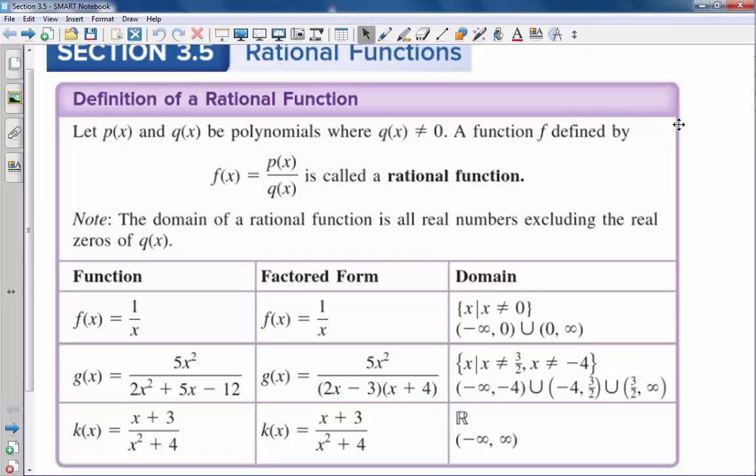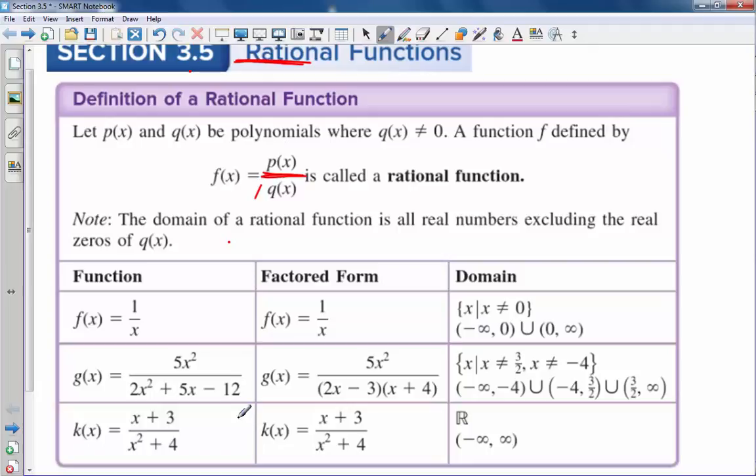Take a look at the first 5 letters in the title. What do you see in "rational"? Ratio. What a coincidence. We have a ratio, nothing but a ratio. So the ratio of a polynomial with another one is called a rational function. That's it.